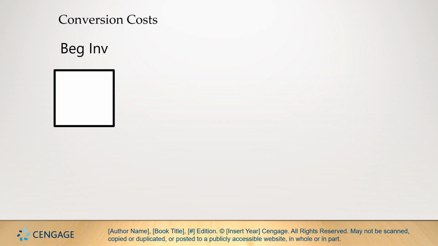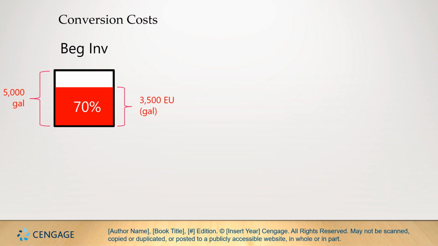If all that was a little confusing for you, maybe the following animation will help you visualize what we just did. Imagine this box represents our beginning inventory of 5,000 gallons, which are 70% complete with respect to conversion costs. The equivalent units of those 5,000 whole units are 3,500 gallons. We added the remaining 30% of conversion costs this month. Their equivalent units are 1,500 gallons.